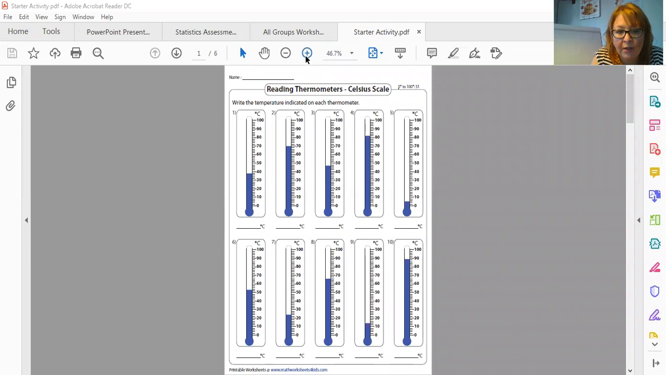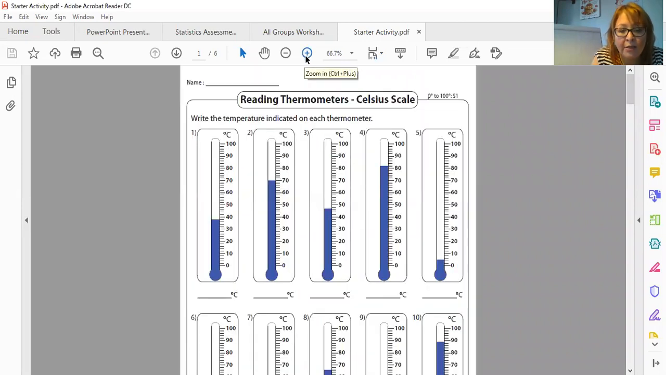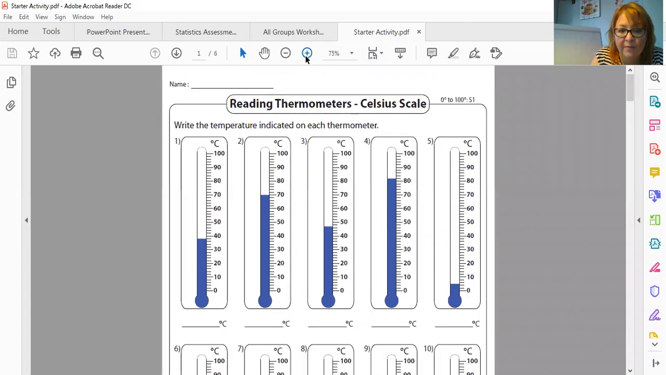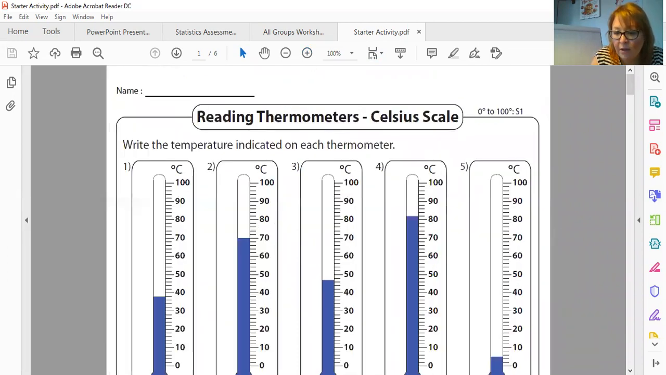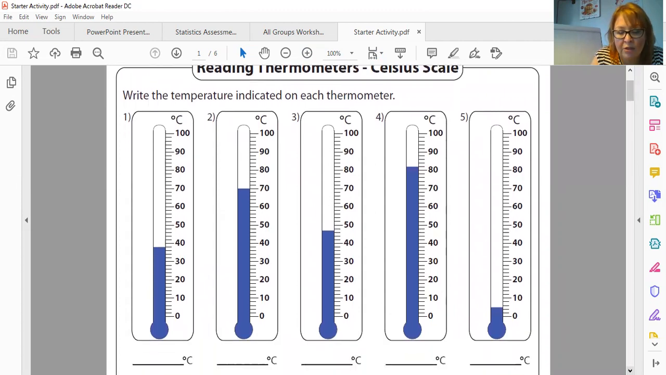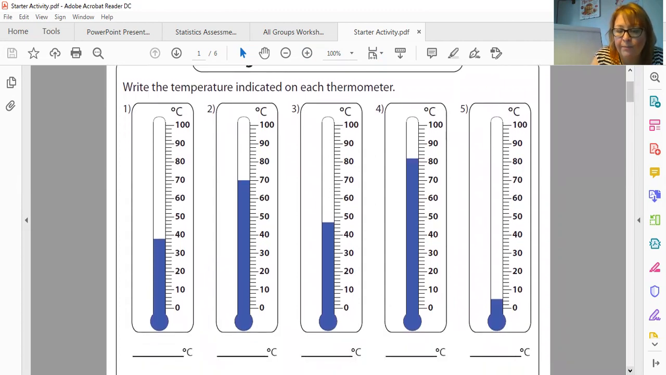Now, your starter activity should look something like this. Now, you only need to do page 1. You don't need to print it off. You can just look at it on the screen and write the answers in your book. The reason we're going back over this is because both Mrs. Bevins and myself gave you some worksheets with this to do just on the hop in a lesson. And I would say the majority of us couldn't do it when I marked it. We were reading the scales incorrectly.